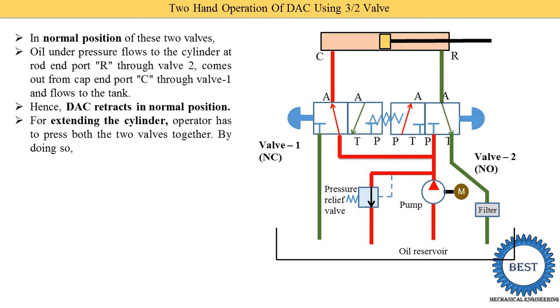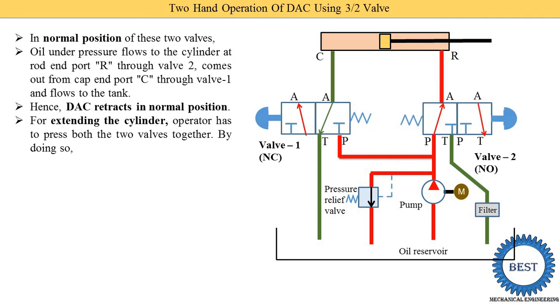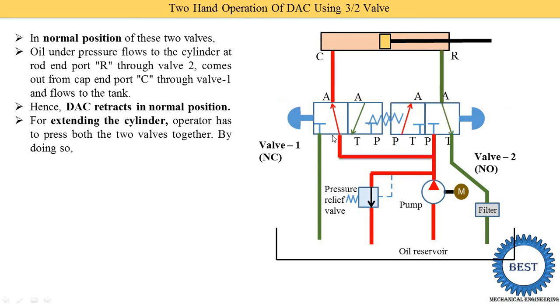So here you see this new diagram. What are the changes in this diagram? The operator presses this switch. Then what happens? The positions of both valves are changed. Here you see the red color is for the pressure line or supply line, and green color is for the return line. So the color of the lines is also changed.